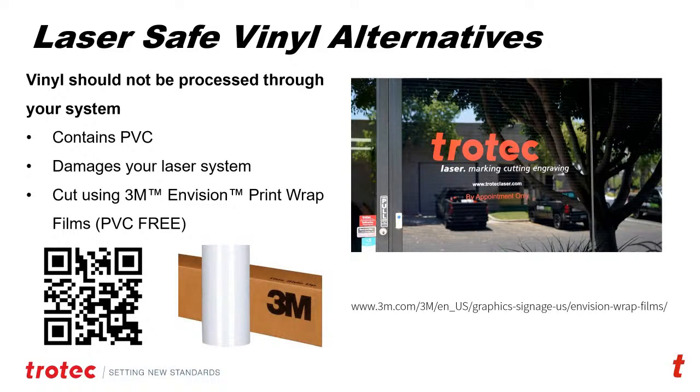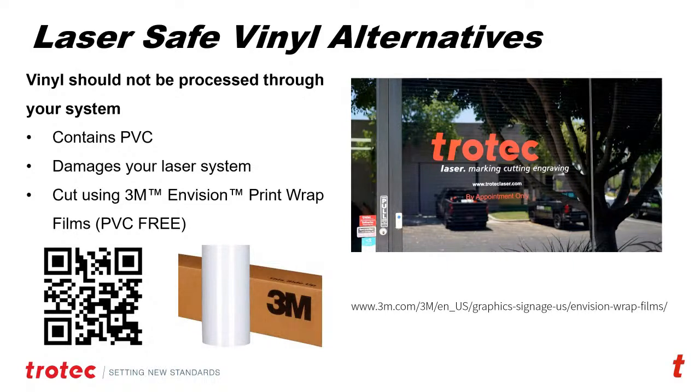3M's Envision print wrap film. It's a printable, stretchable, vinyl-like material that looks and feels just like vinyl. And here's the QR code on where to get it. And the benefit of this stuff, yes, it is a bit more expensive, but it is environmentally and laser friendly, and that's the difference. So there's no chlorine gas that comes off of it. There's no PVC. It's a polyester-based material, and it is laser friendly.